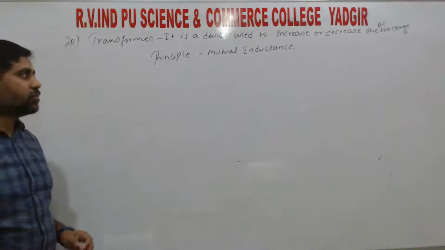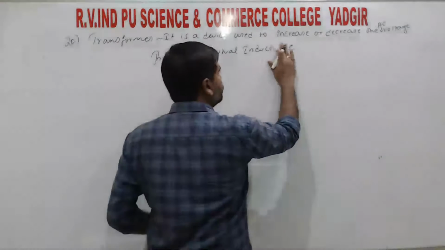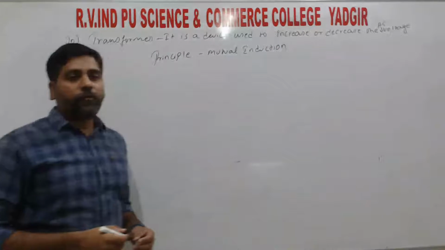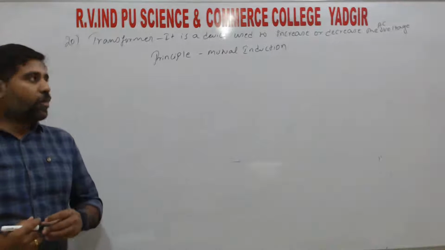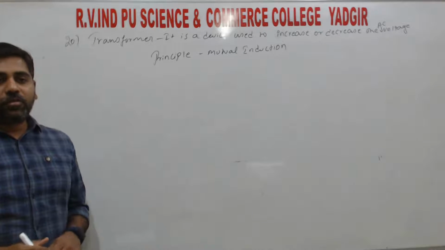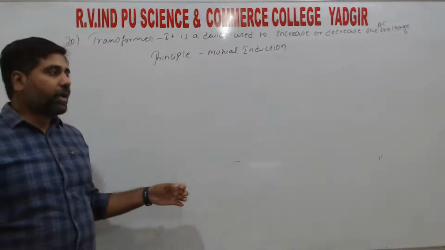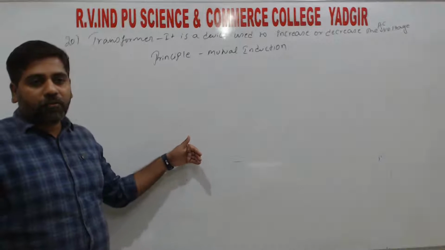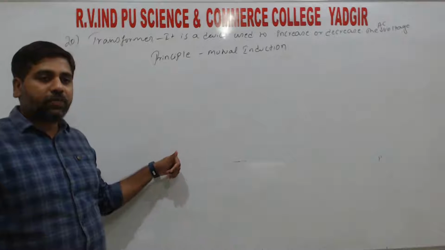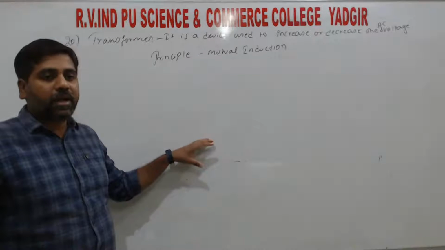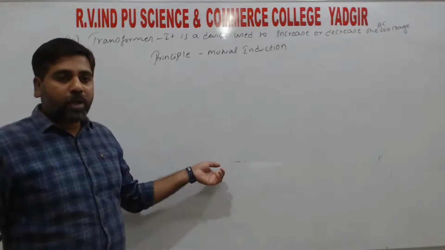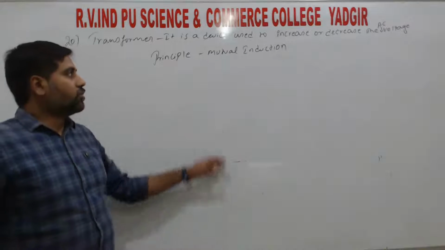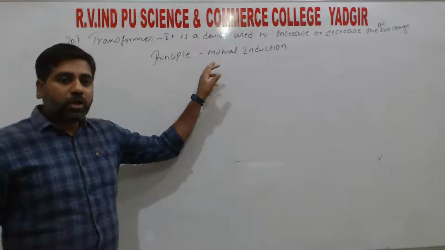Mutual inductance, or mutual induction, is the phenomenon in which an EMF or current is induced in the neighboring coil when current is flowing in another coil. When current flows in one coil, there is a change in flux. Due to that change in flux, the EMF is induced in the neighboring coil. So that is the principle of mutual induction, right?